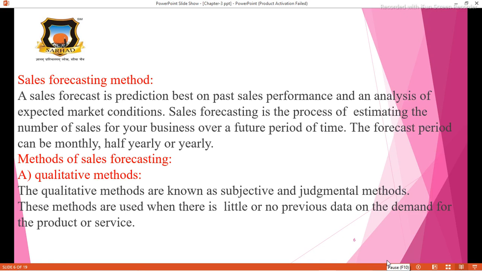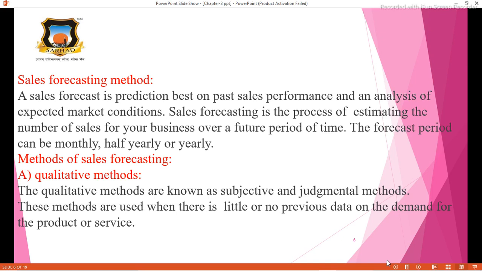Let us see the sales forecasting method. A sales forecast is a prediction based on past sales performance and an analysis of expected market conditions. Sales forecasting is the process of estimating the number of sales for your business over a future period of time. The forecast period can be monthly, half yearly or yearly.